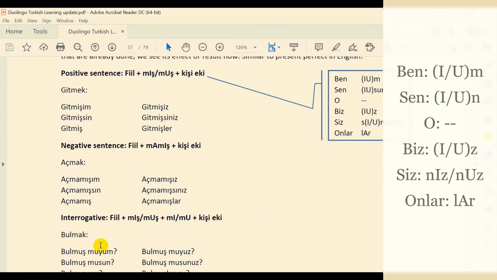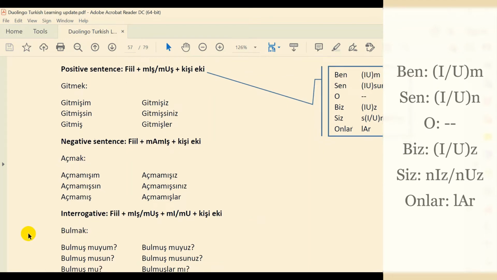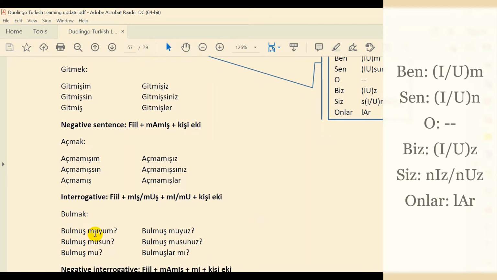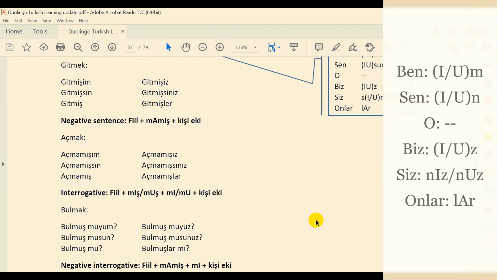Let's see some examples. Bulmak means to find. Bulmuş muyum? It means have I found, something like that. So bulmuş musun? Bulmuş mu? Bulmuş muyuz? Bulmuş musunuz? Bulmuşlar mı? I hope now you have got the point as well.